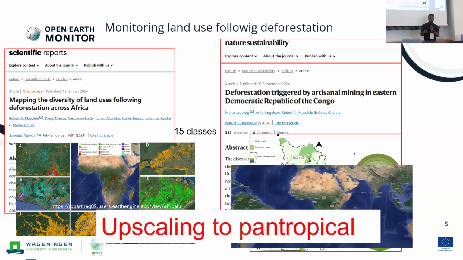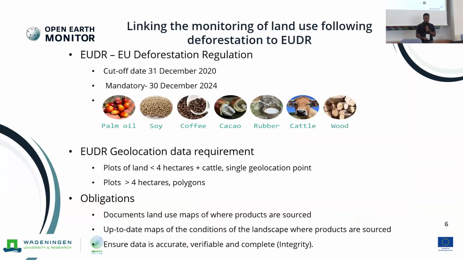So we are currently upscaling this to Pan-Tropical, and this is the talk for today, and also adding more classes, to 23 classes. And of course, this is also linked to the current European deforestation legislation, EUDR, which is intended to limit the import of commodities related to deforestation. But we're expanding more into this because it's not only these crops. I think this varies depending on region. In some regions, probably there are not even these crops, but other crops.